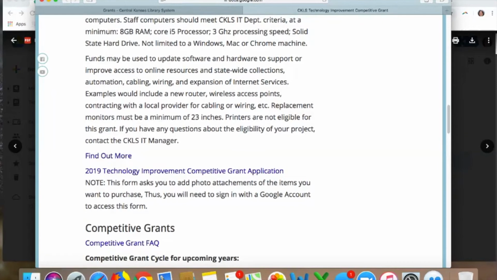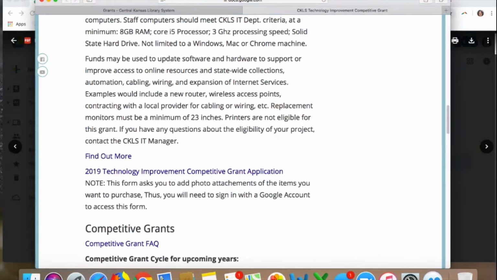I will say that the materials grant opens up on April 1st, so we still have a little time yet. We've also changed the closing date. It's going to be at the beginning of October instead of the end of it.